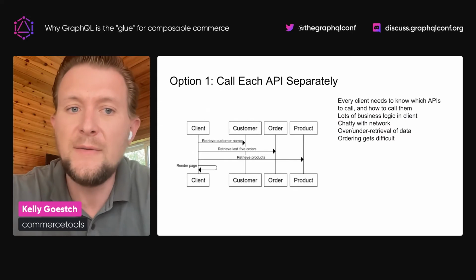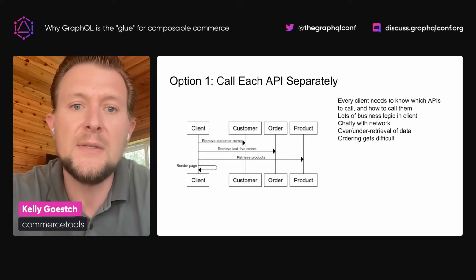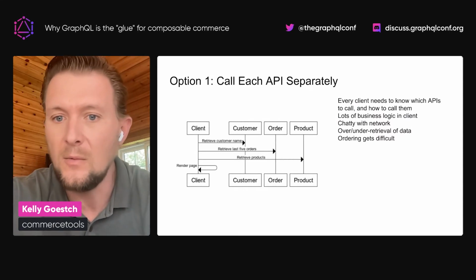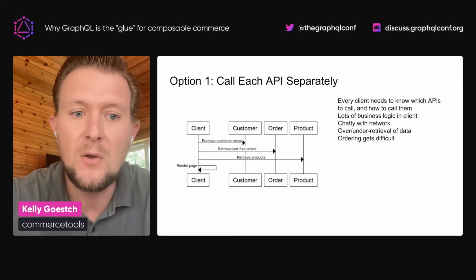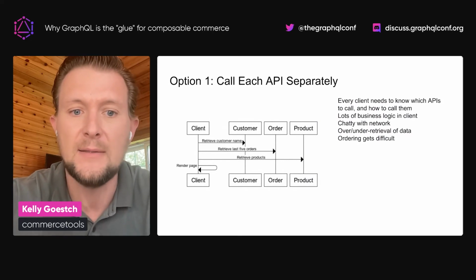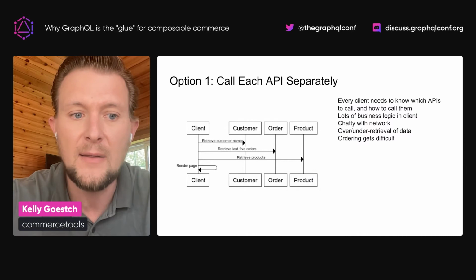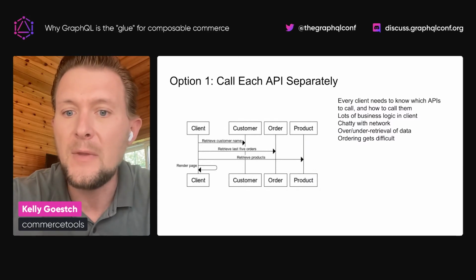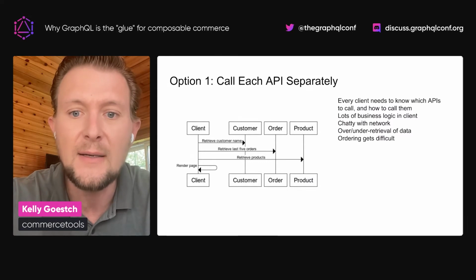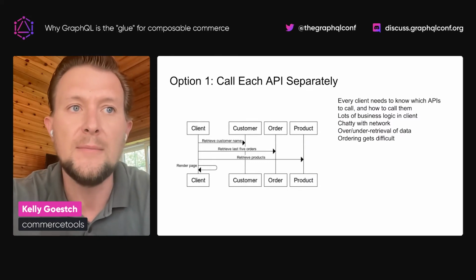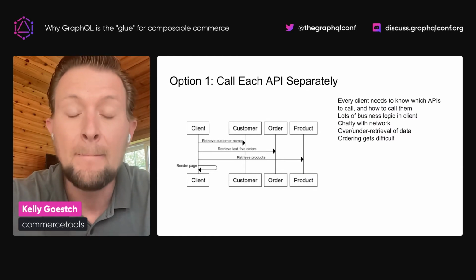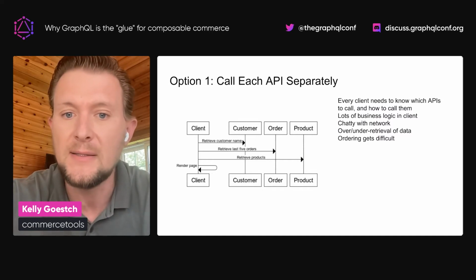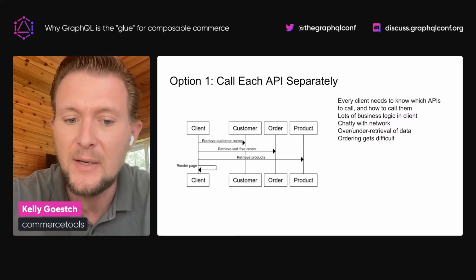So there are a couple ways you can fix this. The first way you can fix this is you can call each API separately. So you have to know which API to call, which is assuming you fix the discovery problem. And you just call the APIs synchronously, and that works. I would say there are challenges with performance. You have to deal with overfetching and underfetching data. You have to deal with synchronously chaining together multiple calls, and that becomes a little fragile sometimes. But it works. It works just fine. Technically, it's a little inefficient, but it functions.